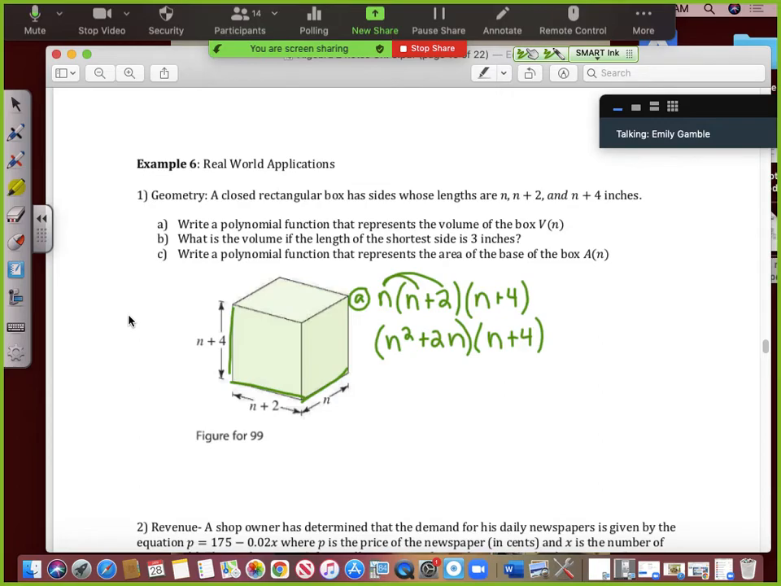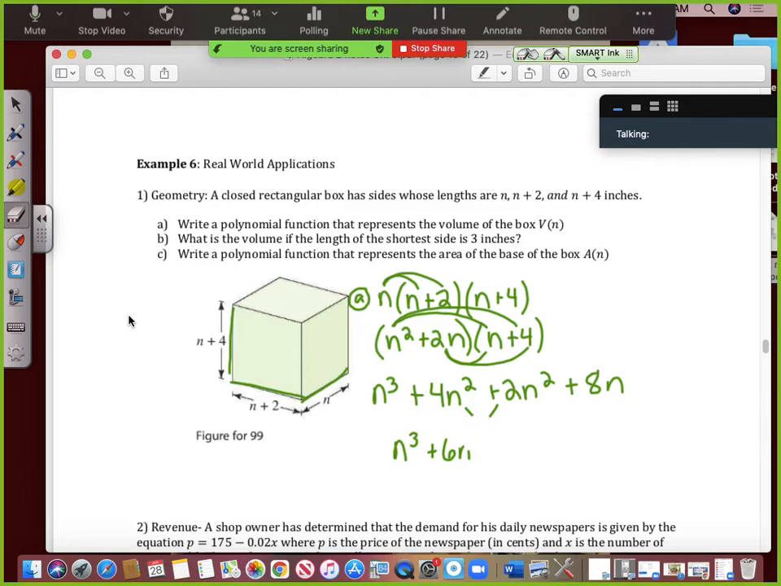Now when I go to simplify this by multiplying it out and putting it into a polynomial, I'll do n squared times n. That's n to the third power. n squared times 4, that's 4n squared. 2n times n, that's 2n squared. And 2n times 4, that's 8n. Combining the like terms in the center, the final answer would be n to the third power plus 6n squared plus 8n. That would be the polynomial function that represents the volume of that box.